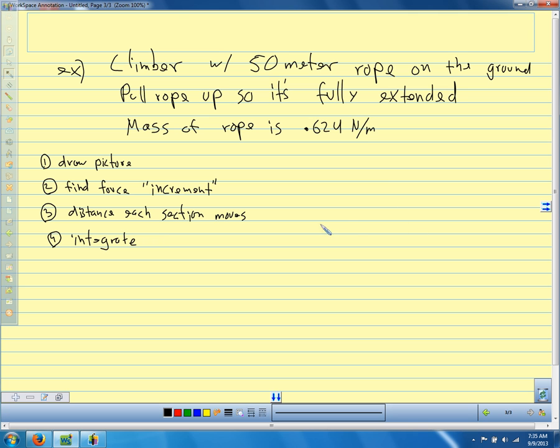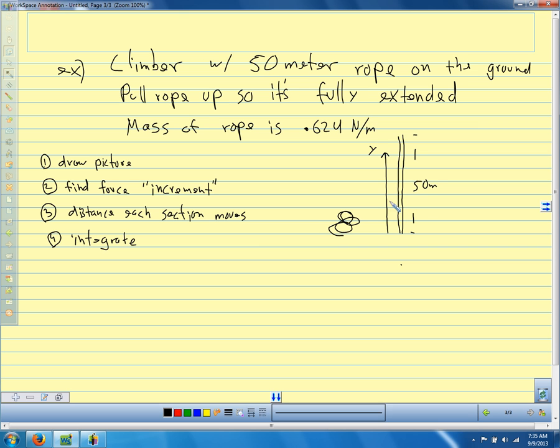So let me draw a picture here. Here's my rope coiled up on the ground. And what we're going to do is take it from here so that it is finally fully extended. And this length would be 50 meters. So we can define a coordinate system and decide how we want to divide this up. I always try to set 0 at a very convenient place. So I'm going to put 0 down here at the bottom of the rope. I'm going to say this is y. So that's my y-axis.